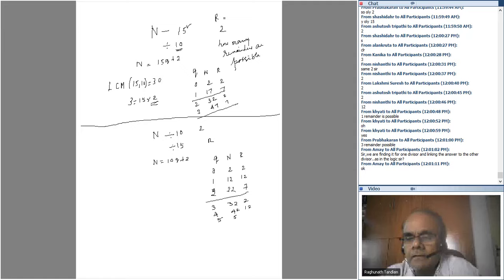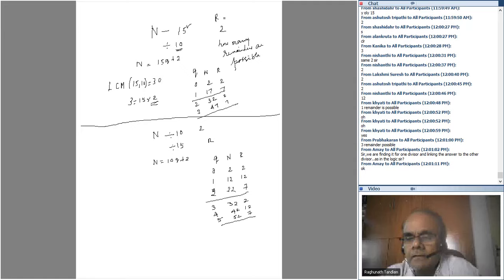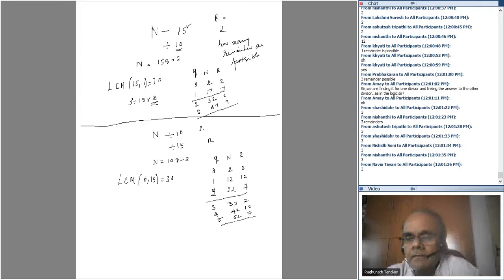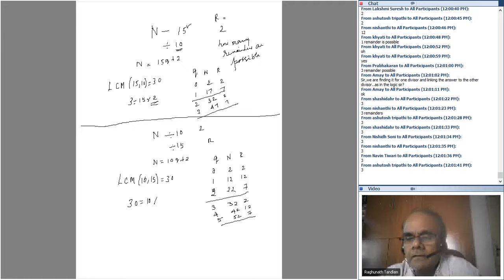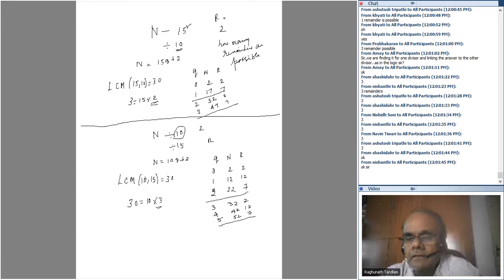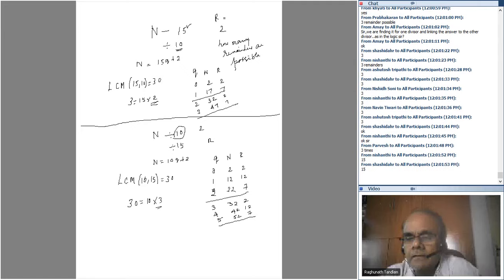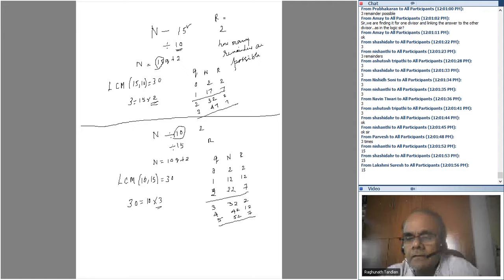Is it 3 remainders or 2 remainders? Nishit, now tell me, is it 2 remainders or 3 remainders? Why? Because LCM is 30. 30 is how many times 10? That's why 3 remainders. You should always compare for which divisor the remainder is given. Here it is given for 10. In the previous case the remainder was given for 15, and that was 2 times 15. Here, that is 10 times 3.